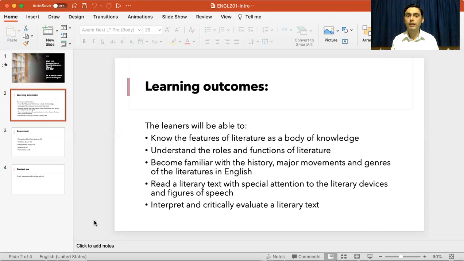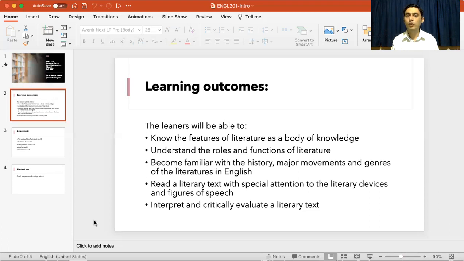So there are literary devices, there are figures of speech. We need to understand what literary devices creative writers use in order to create a piece of literature. Similarly, what are the major figures of speech that creative writers use in order to compose a piece of literature? So, as readers, we not only identify the literary devices and figures of speech, but we also interpret or analyze the use of those devices and figures of speech.